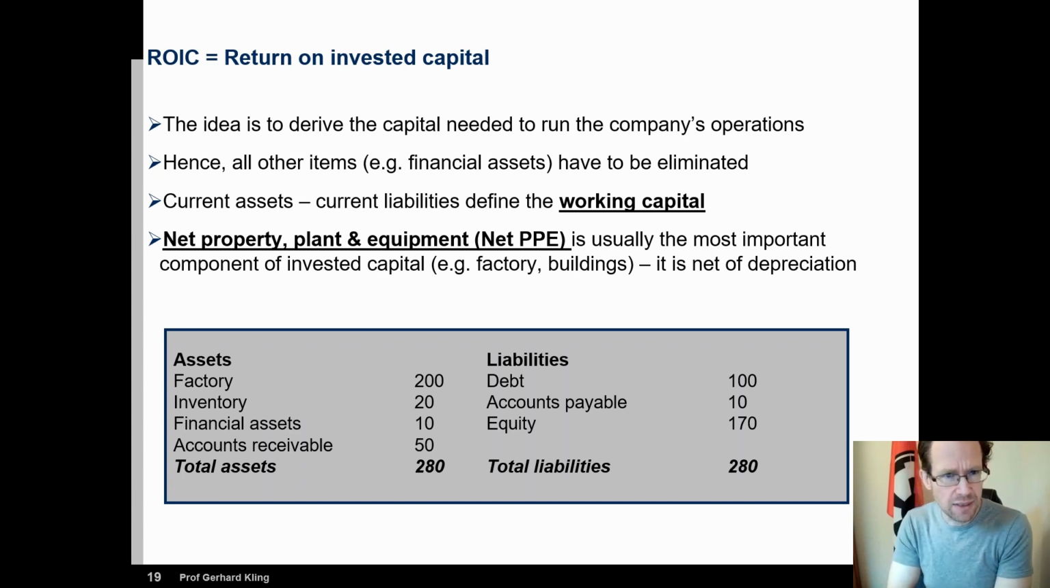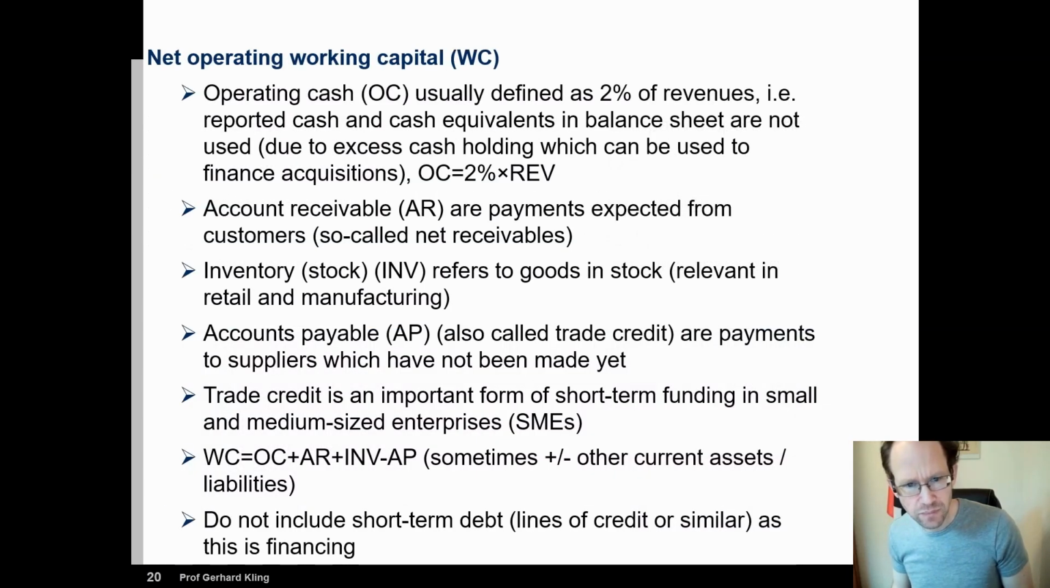So working capital is focusing on your current assets and current liabilities, and long-term operating items are classified mostly under net property, plant and equipment. Sometimes you might have additional items on the balance sheet that have to be investigated.